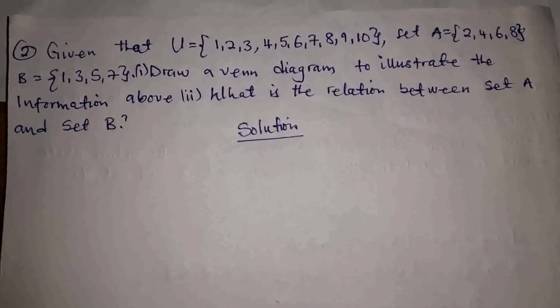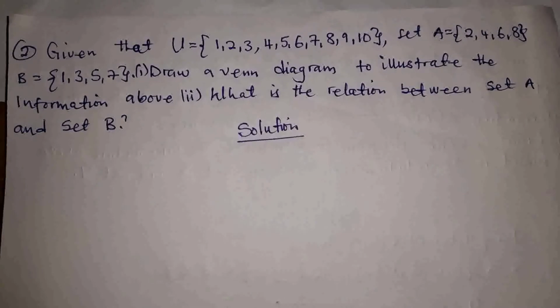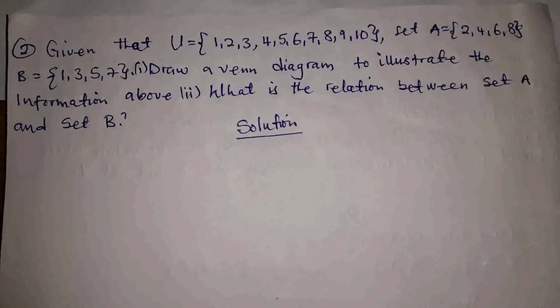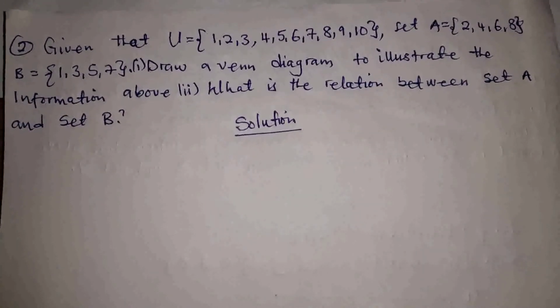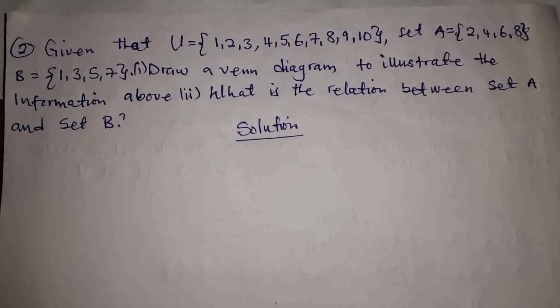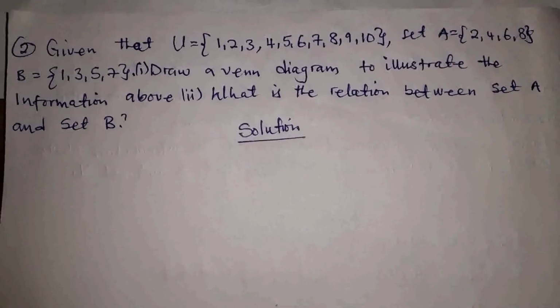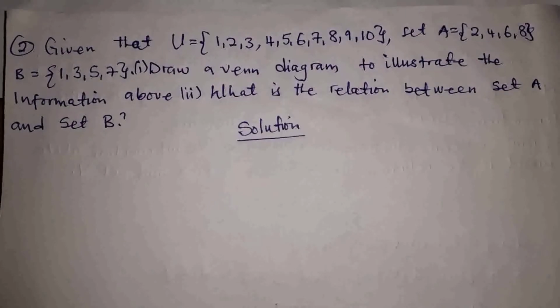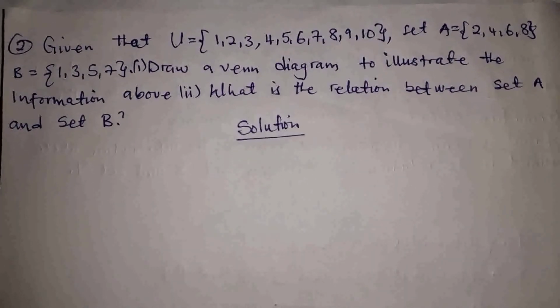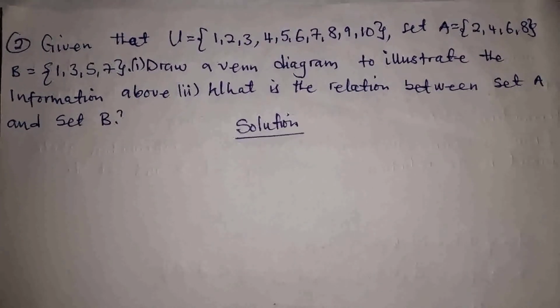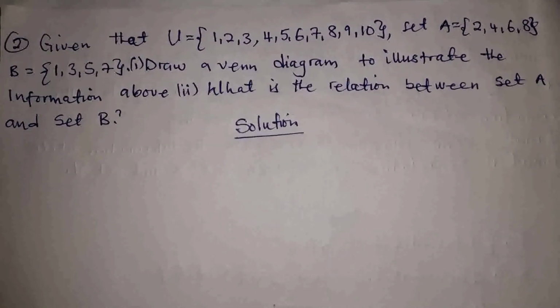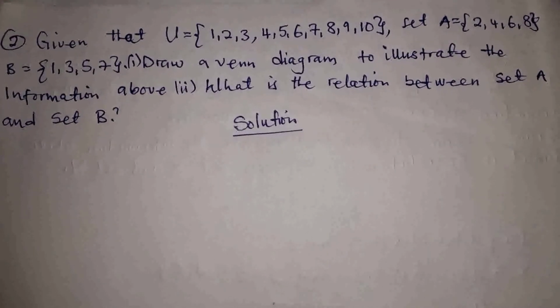Good. So we have question 2. The next question is, given that the universal set is 1, 2, 3, 4, 5, 6, 7, 8, 9, 10, set A is 2, 4, 6, 8, and set B is 1, 3, 5, and 7. We are asked to draw a Venn diagram to illustrate the information above.